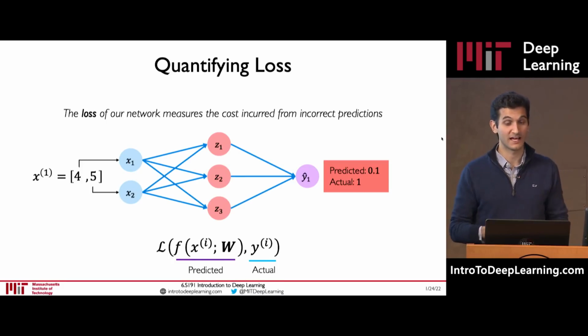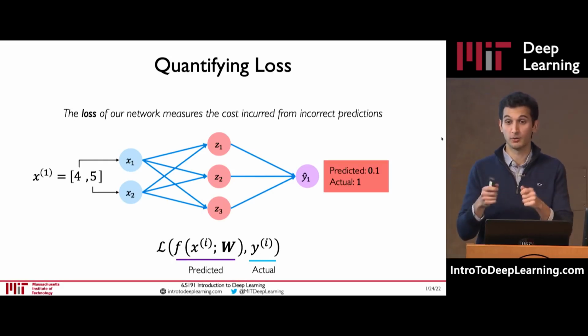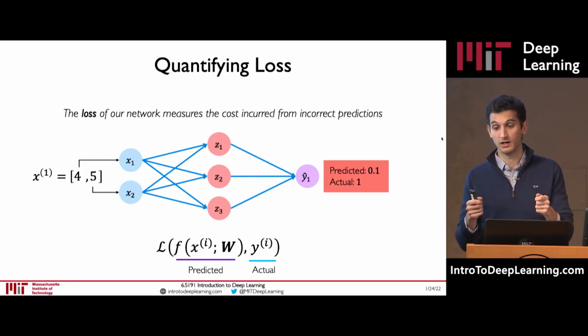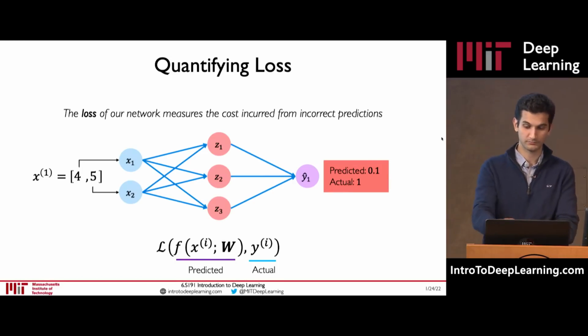Now to do this, we have to actually define to the network what it means to get a wrong prediction, or what it means to incur some error. The closer our prediction is to our actual value, the lower this error, or our loss function, will be. And the farther apart they are, the more error we'll incur. The closer they are together, the less error we will incur.